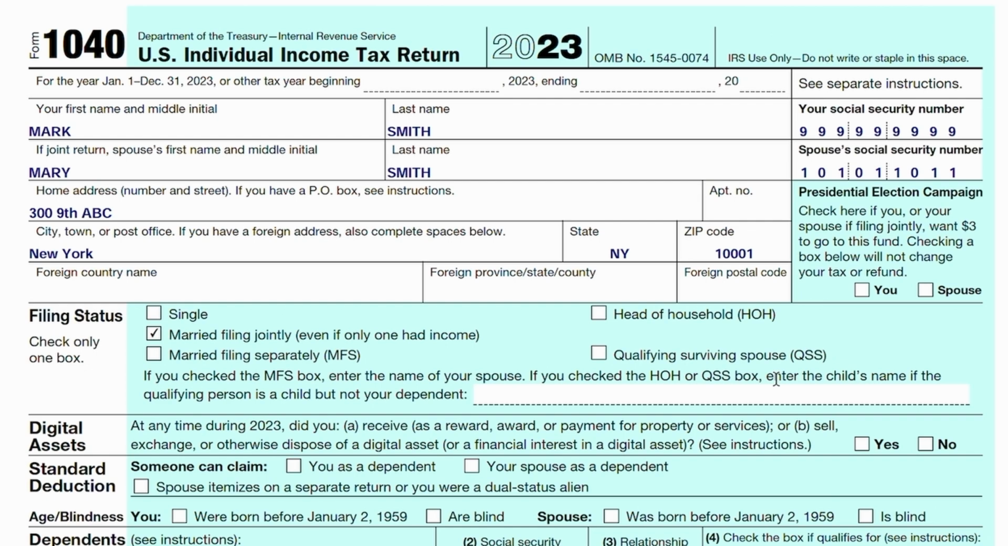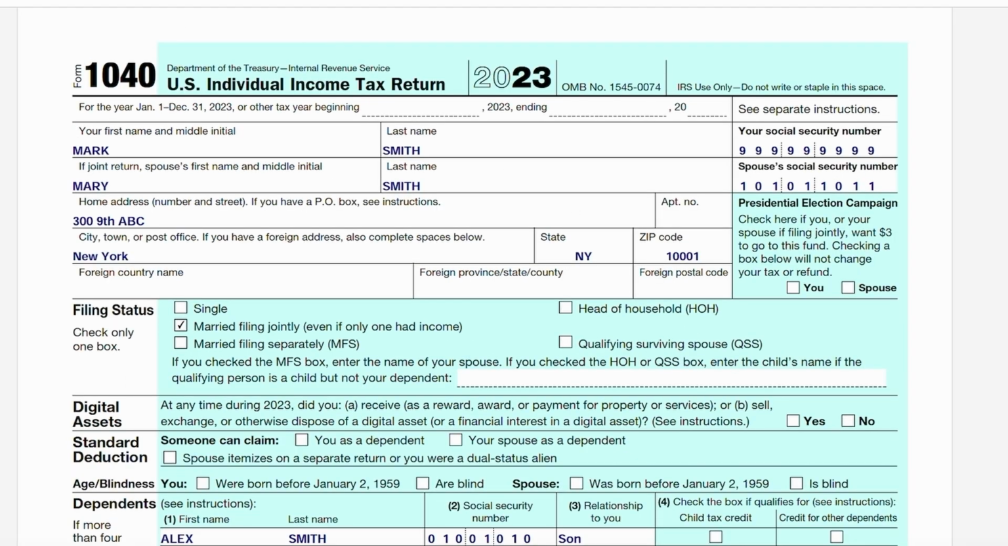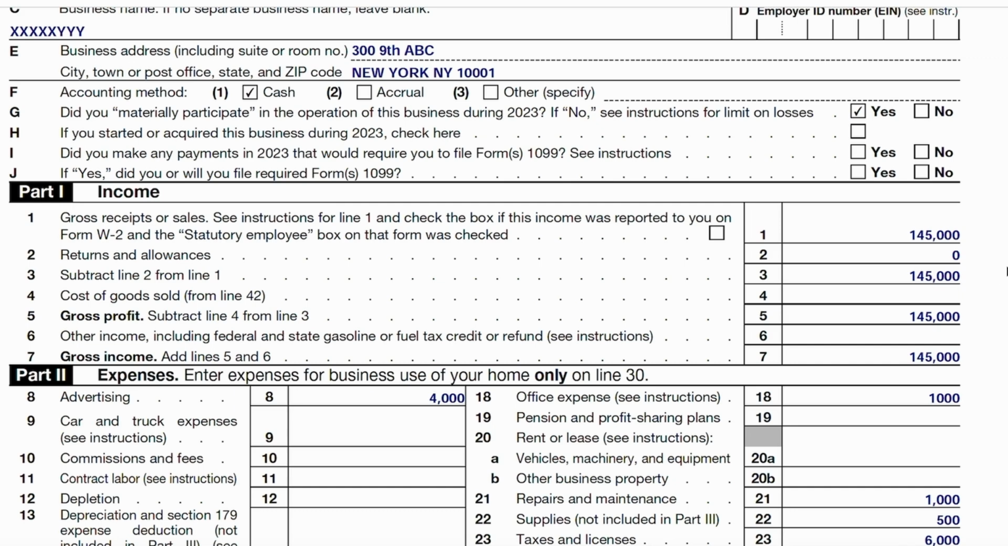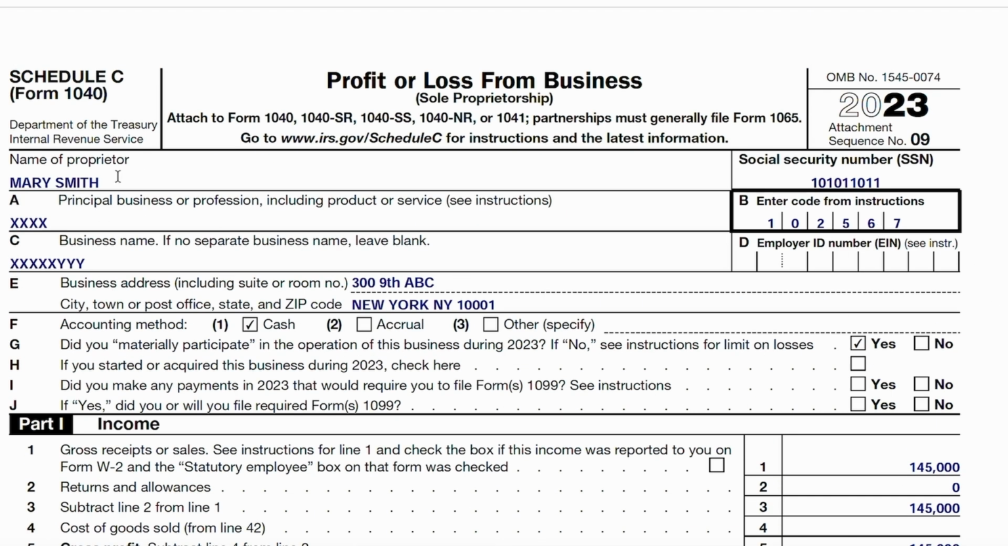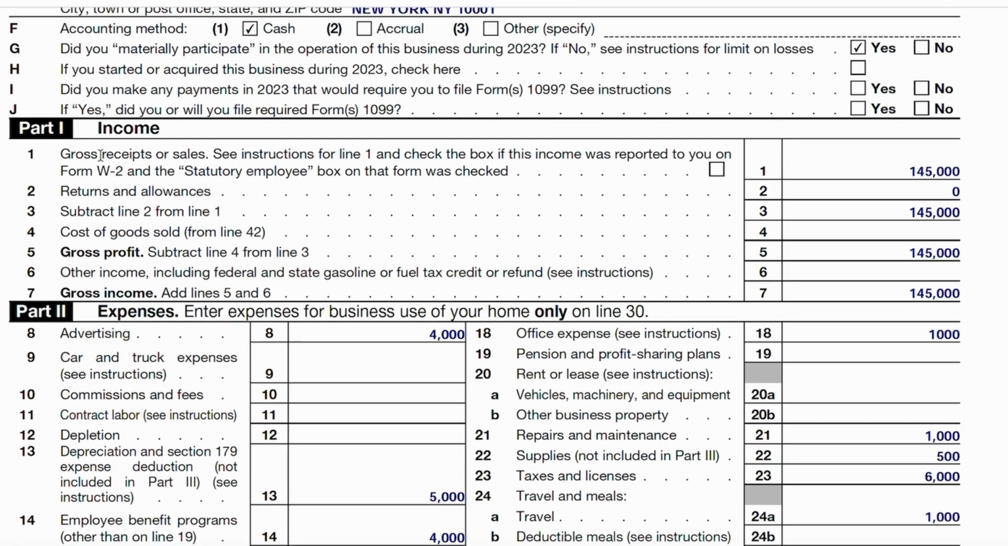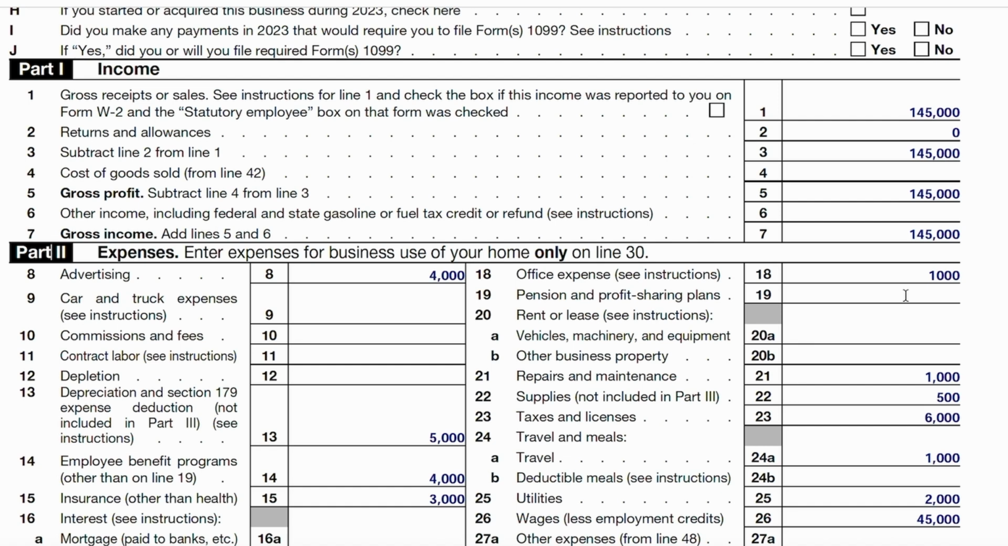Let me show you Schedule C first. This is Schedule C, and if you see, this is of Mary Smith. This is her Schedule C. She runs some business and she generates some income. Her income will be reported on the Part 1 income line. She has 145,000 gross income, but if you are in business, you can deduct expenses related to your business.